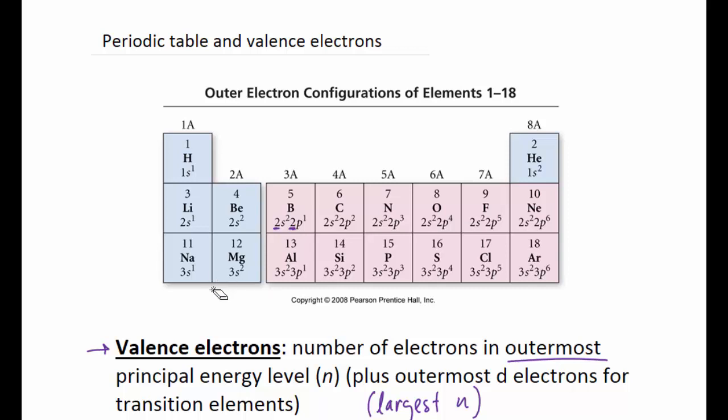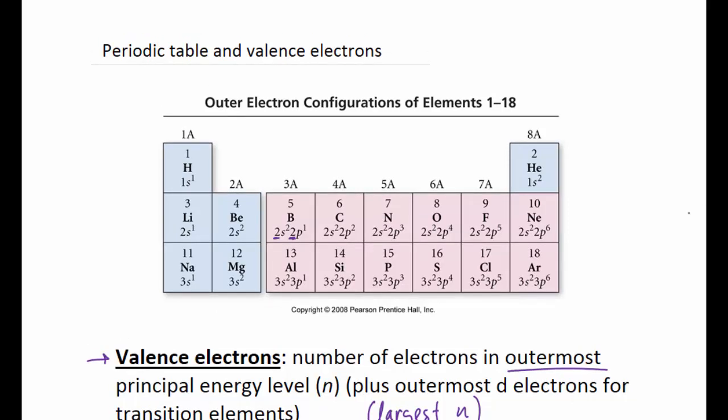Valence electrons, and then we'll talk about how to do d electrons in a little bit. But for elements 1 through 18, we could write their abbreviated electron configuration with a noble gas and then what we've got in these boxes here.